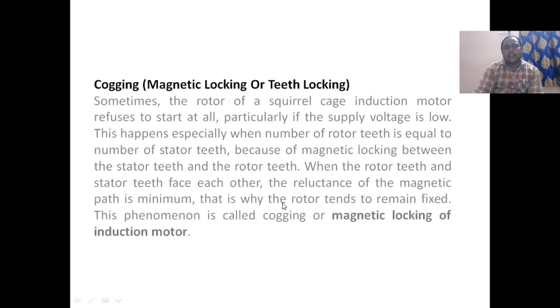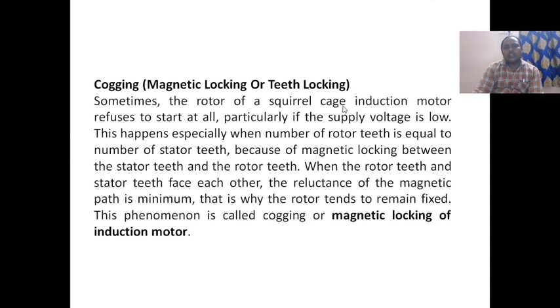So next one is cogging. Sometimes the rotor of a squirrel cage induction motor refuses to start at all, particularly if the supply voltage is low. This happens especially when the number of rotor teeth is equal to the number of stator teeth, because of magnetic locking between the stator teeth and the rotor teeth. When the rotor teeth and stator teeth face each other, the reluctance of the magnetic path is minimum. That is why the rotor tends to remain fixed. This phenomenon is called cogging or magnetic locking of an induction motor.